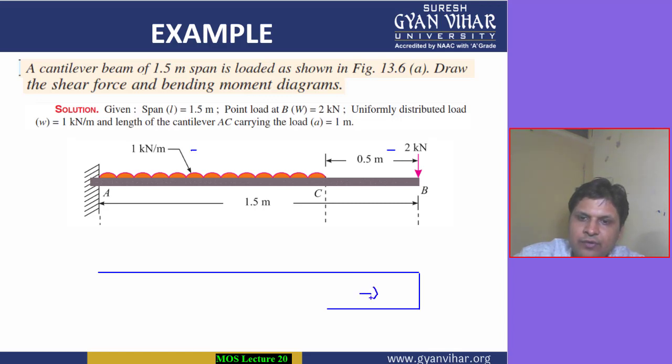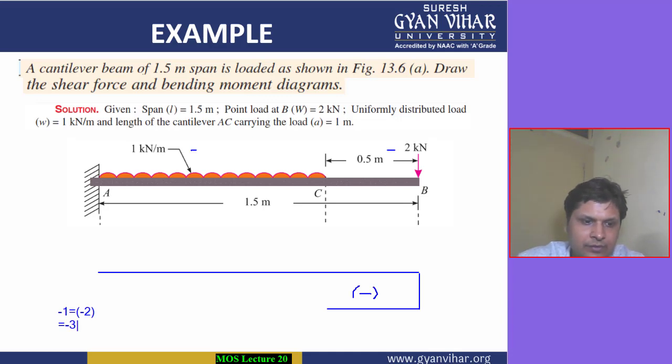Minus 2 kilonewton was already there. And 1 kilonewton more in the negative direction you are adding on it, so it will be equal to minus 1 plus minus 2. It will be equal to how much? It will be equal to minus 3, means in negative direction.